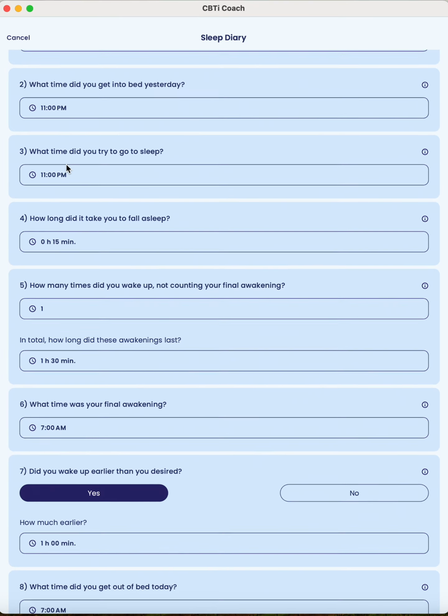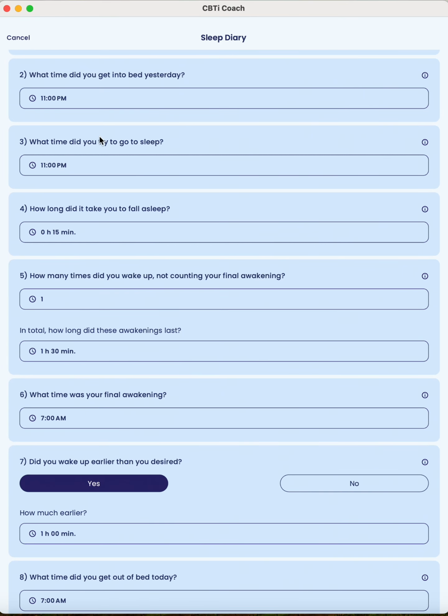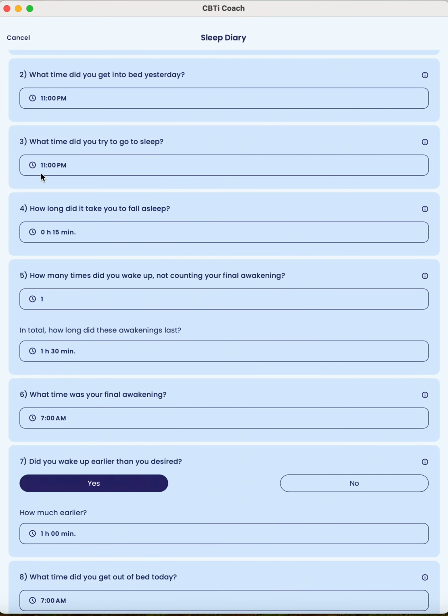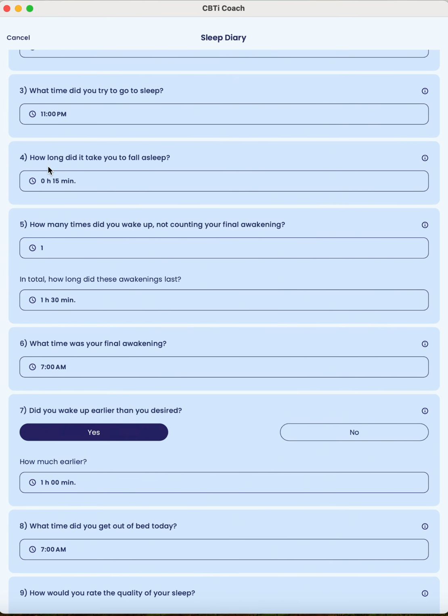For question 3, what time did you try to go to sleep? So if you tend to get into bed and read or watch TV, then maybe these 2 times are different, but oftentimes these are the same. So we're going to leave this at 11 p.m. because we got into bed and we immediately were ready to go to sleep.